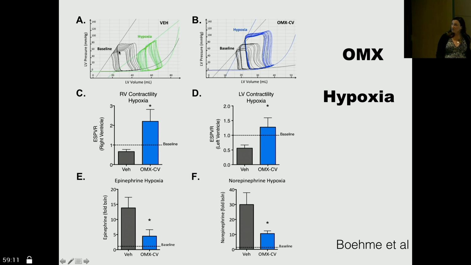So the baseline for controls is in black, and then after 1 hour in green, you can see their function suffers quite a bit. Whereas in the animals given Omniox at 1 hour, their function is preserved. It looks like it's increased, but it actually statistically is not above baseline. And as I said, that was true for both the RV and the LV. And again, this increase cannot be explained by more catecholamines among this group of animals. So that's just kind of a background study.